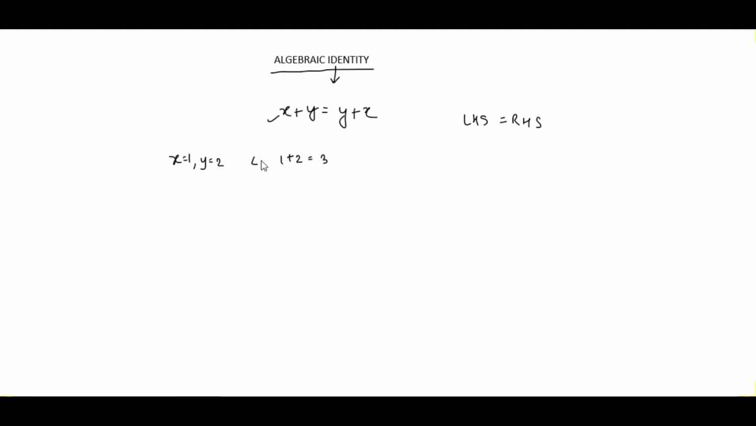It is left hand side, and for right hand side, 2 plus 1 equal to 3. So we can say that left hand side equal to right hand side. So this is algebraic identity. Okay. So there are so many algebraic identities.